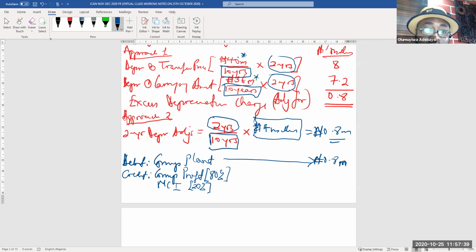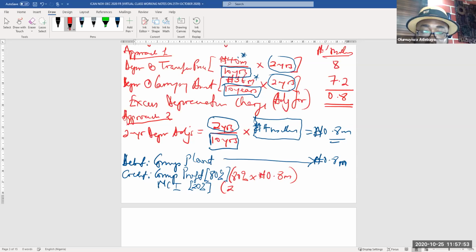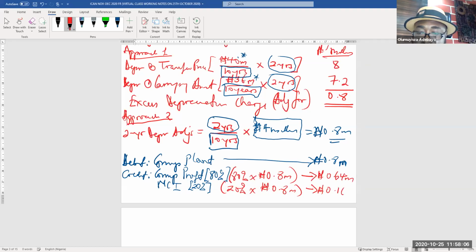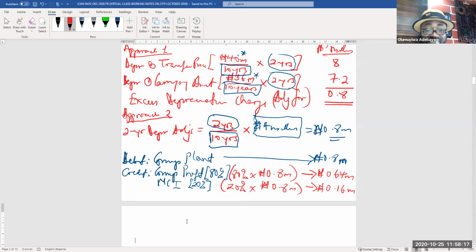Now, somebody will ask me, how do I get 80% when it was not given in the question? Who can tell me how I got 80%? You divided the number of shares acquired by the number of shares of the subsidiary, then you multiply by 100/1. Yes, that is where we are going now. That shows that you are following.